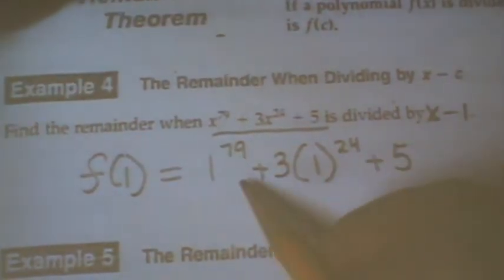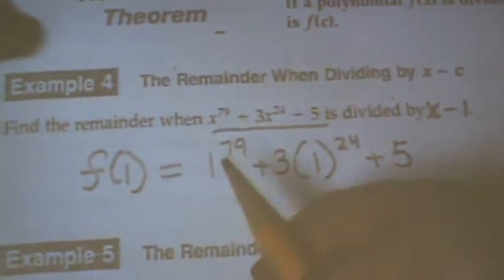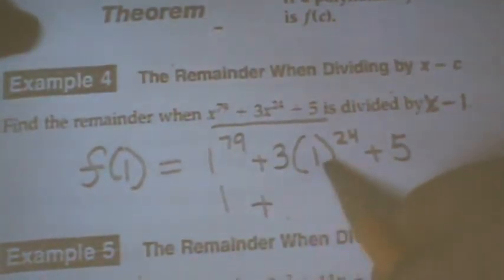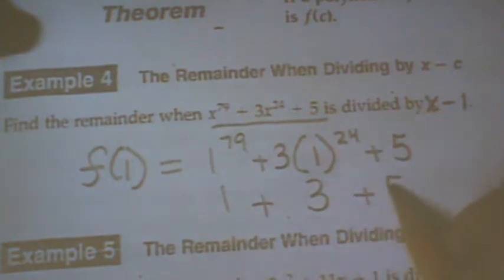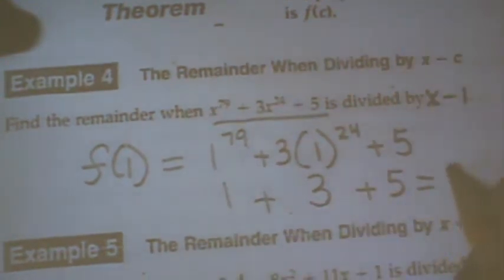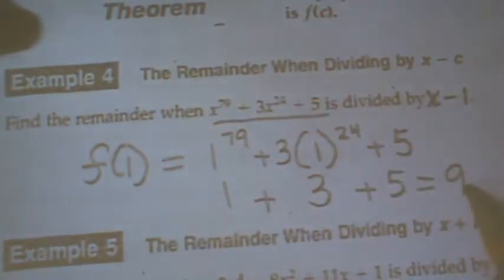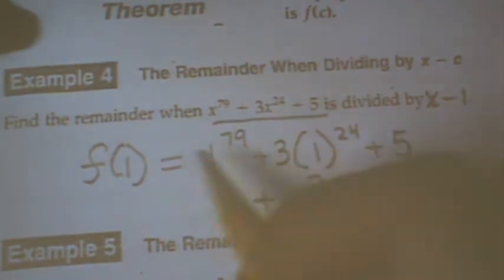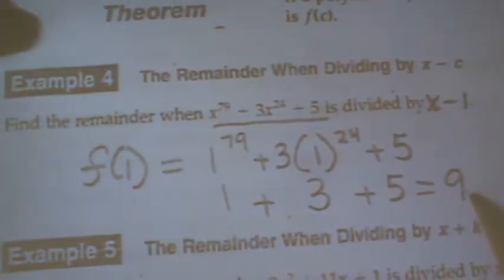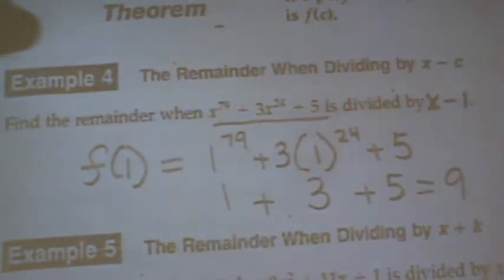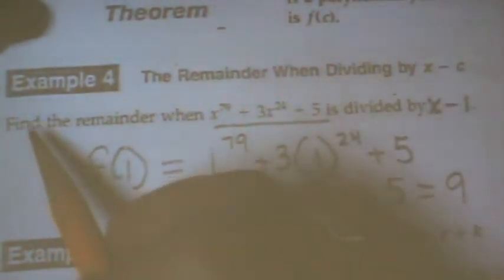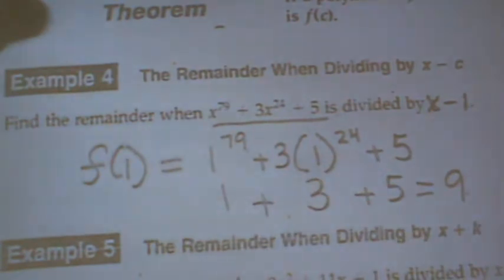So let's do this. If I multiply the number 1 79 times, what do you get? 1. 1 plus 3 plus 5. What do you get when you add these up? 9. So does this go into this? No, it does not. We will have a remainder of 9. Wait, so what are you looking for then? It says find the remainder. The remainder is 9. If you end up coming out with 0, then there is no remainder. Right. Okay.